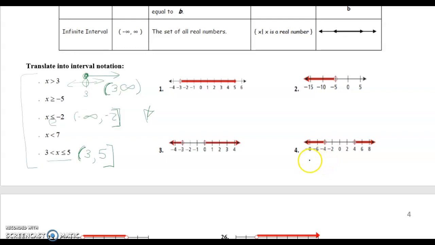So let's try this example. Here, we're going from negative infinity all the way up to -4, but we don't want to include -4. And then if you want to, we can use this U for union, meaning or. It's really like an or statement. We're going to start again at +4 and go all the way to infinity.